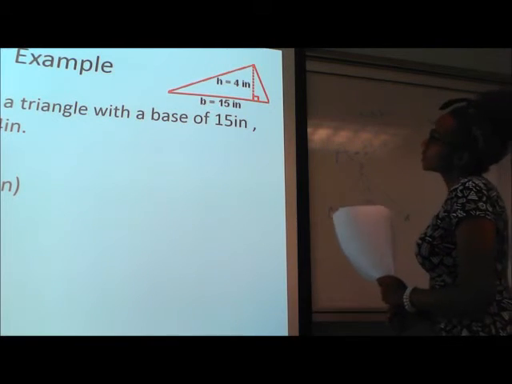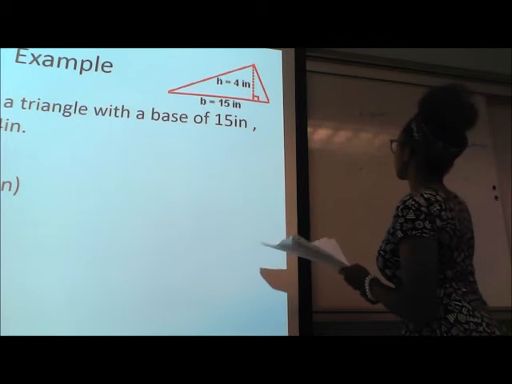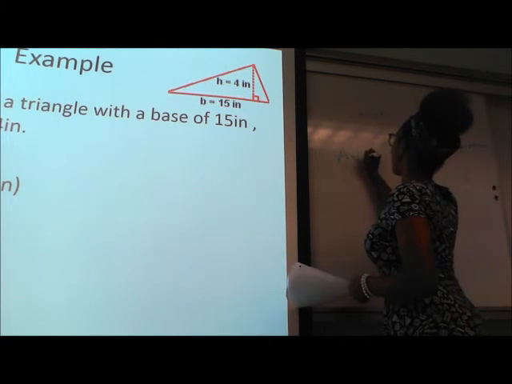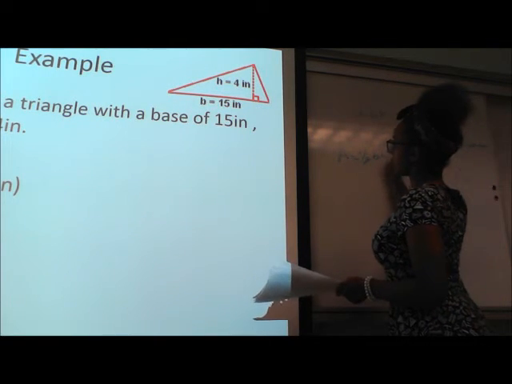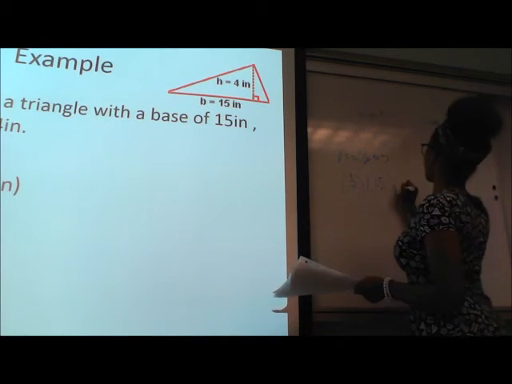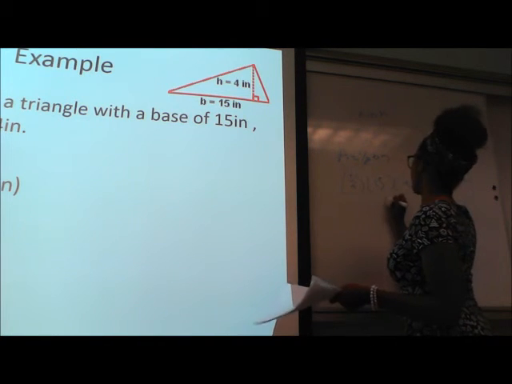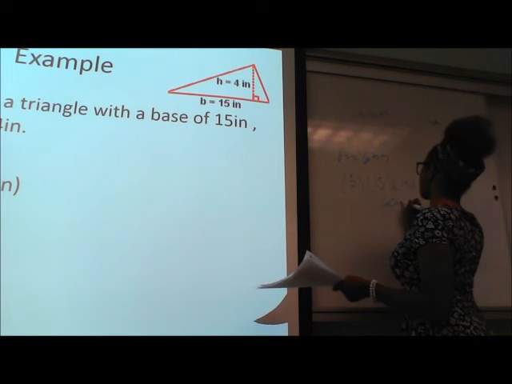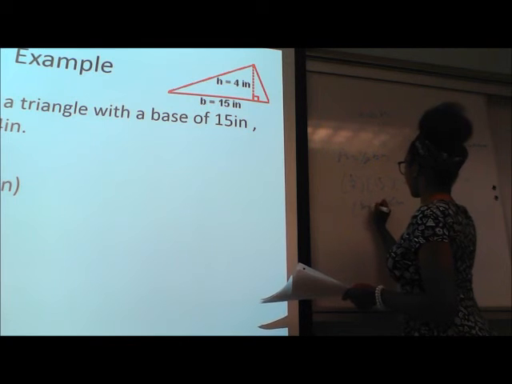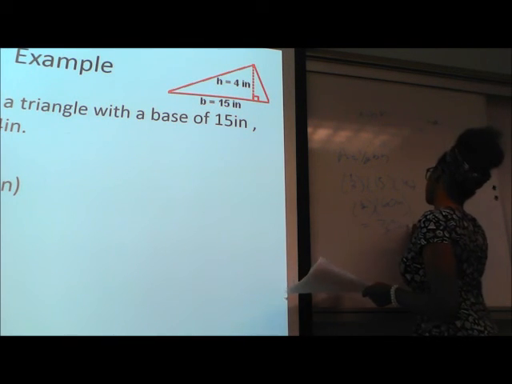All right, for your example, find the area of a triangle with a base of 15 inches and a height of 4 inches. So if your area equals 1/2 times base times height, 1/2 times 15 times 4, and of course you're going to handle your parentheses first. So 15 times 4 is 60 inches times 1/2, which is basically dividing it by 2, and you're going to come out with 30 inches squared.